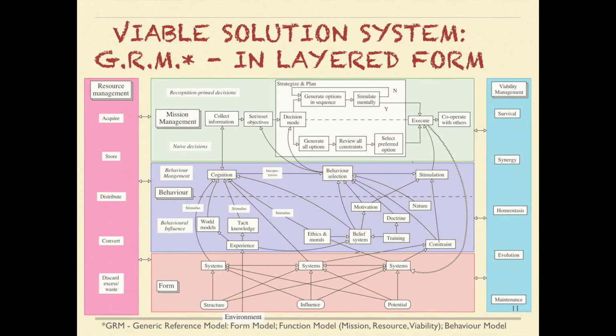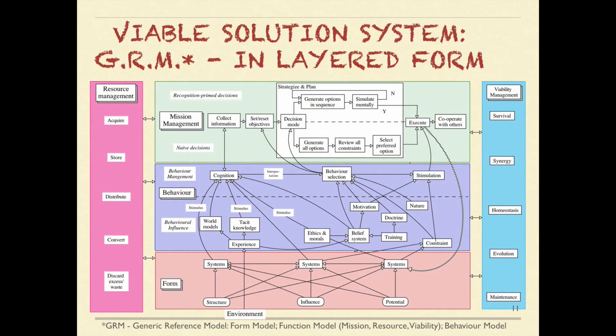And here's the generic reference model in layered form. It's been referred to before. And you can see at the left-hand panel, resource management, at the right-hand panel, viability management, and in the centre at the bottom, we have form, which is where all the physical systems reside, the technology, if there is any. At the top is mission management, and in the centre is behaviour and behaviour management. They all connect together. None of them operate separately from the other. They're all operating simultaneously. So it could be quite complex.